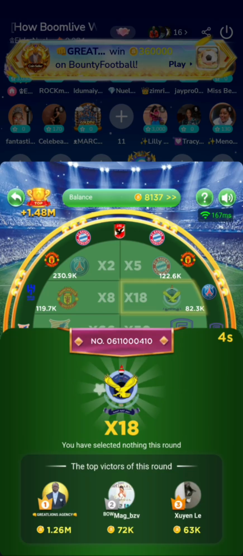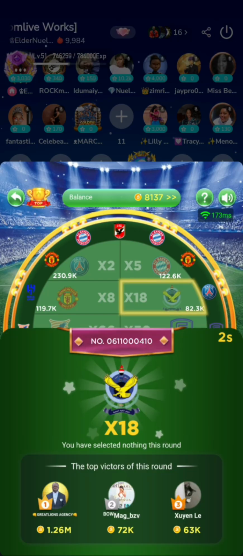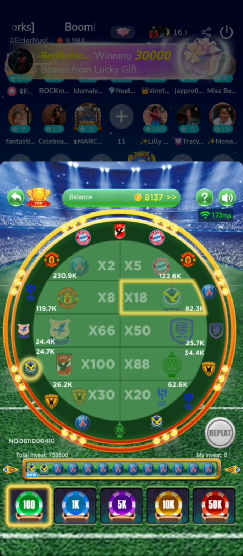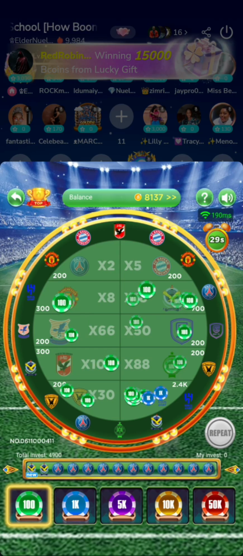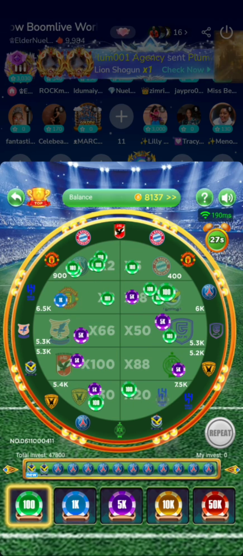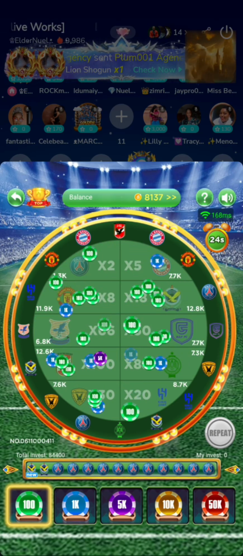Times 18, then times 18. That's the pattern. Somebody won 1.26 million. Okay, that's the pattern. Times 18, then times 18. So this is how it happens sometimes.